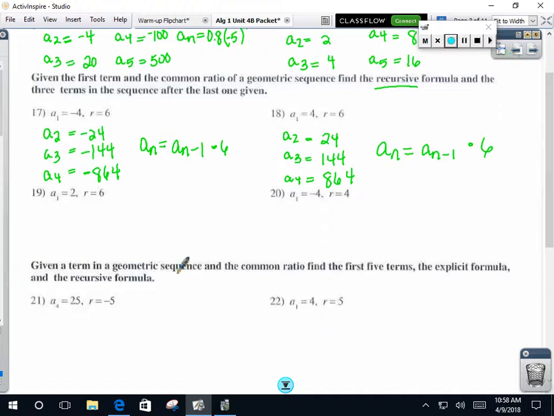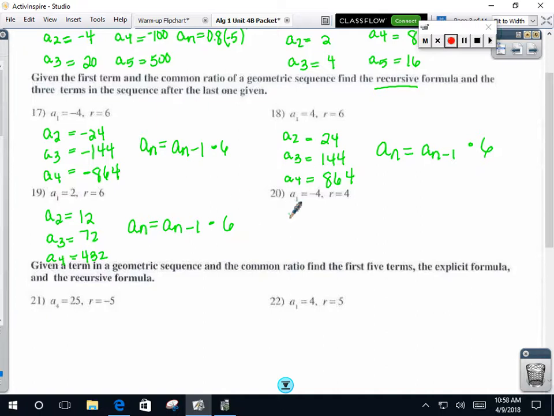Okay, for number 19, the first term is 2, the common ratio is 6, so the second term is 12, and the next term is 72, because 12 times 6 is 72, and then the fourth term is 432. 72 times 6 is 432. Now the recursive formula would be a sub n equals a sub n minus 1 times 6, because you were multiplying by 6 every time.